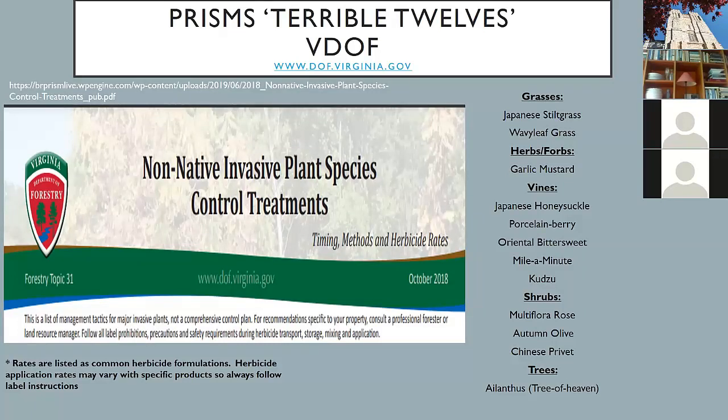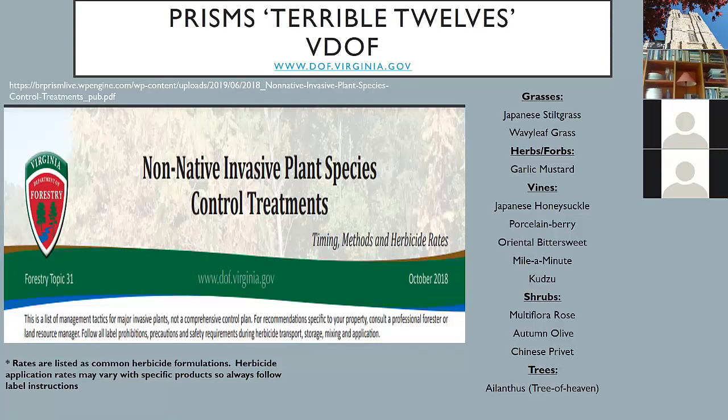So we're going to talk about PRISM, their terrible 12s. And PRISM stands for the Partnership for Regional Invasive Species Management. This list on the right, it's not all inclusive. There's so many more non-native invasive plants that I could talk about for days and days. We just don't have time for it.